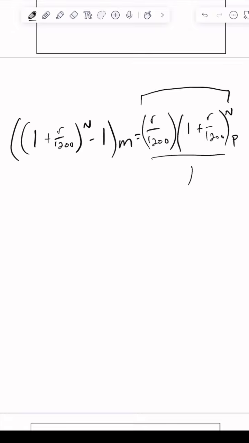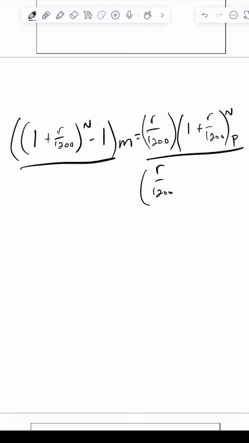So what we can do is divide by that same expression on both sides, and that will cancel it out on the right and move it to the left. So if I do that, I'm just going to divide both sides by the same thing. So r over 1200 times 1 plus r over 1200 raised to the power of n, and then do the same thing to the other side.